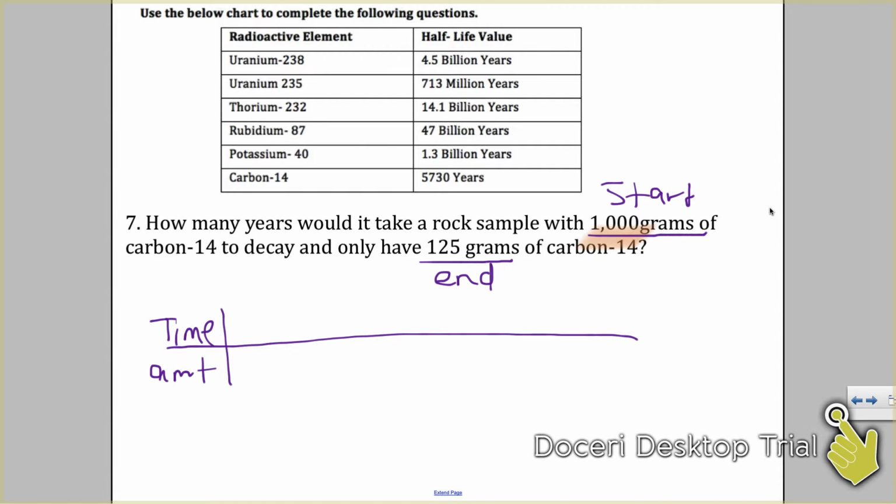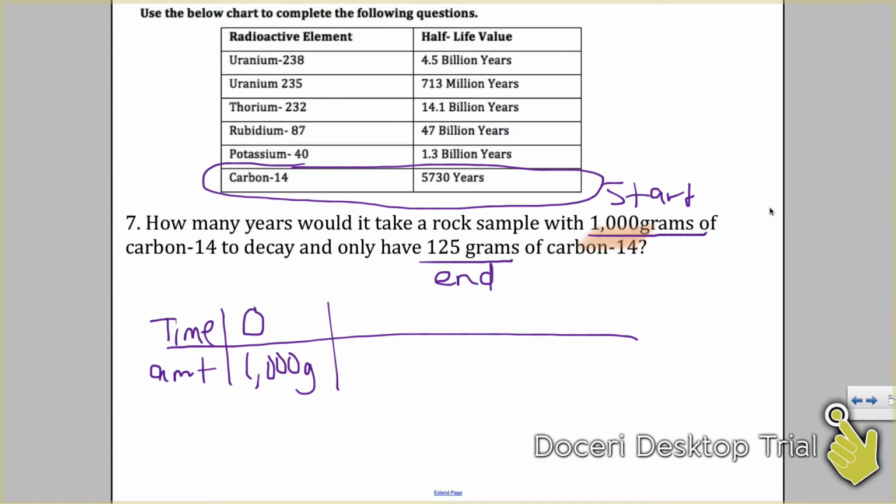Right? At zero time, how much do we have? 1,000 grams. And we're looking at what element? Carbon 14. What's a half-life? 5,730, good. How much will we have after 5,730 years? 500 grams. No, it says 125 grams. That's exactly what it is.